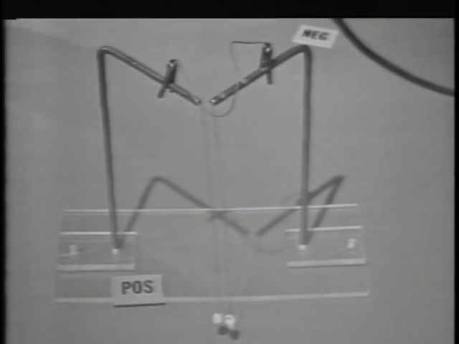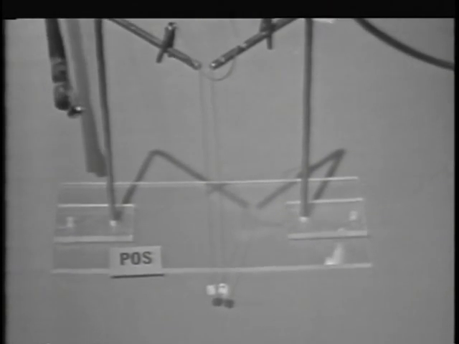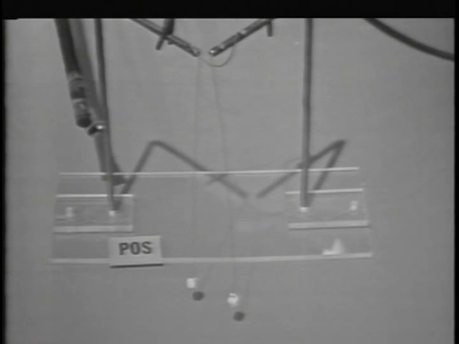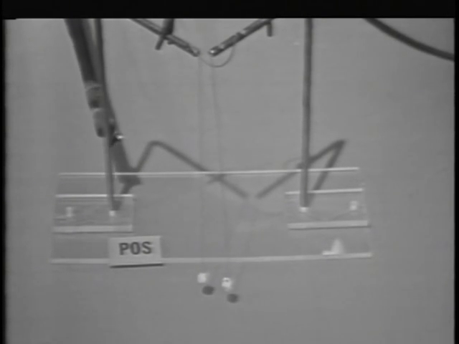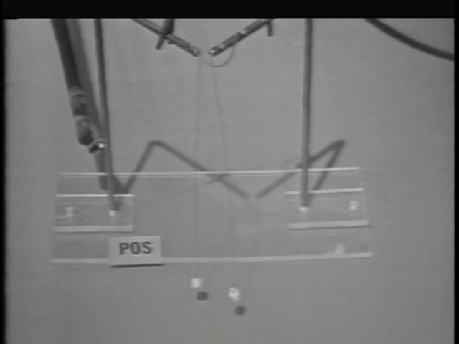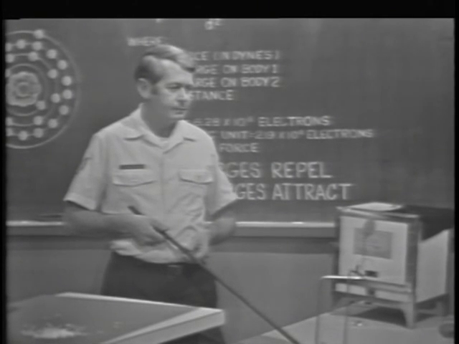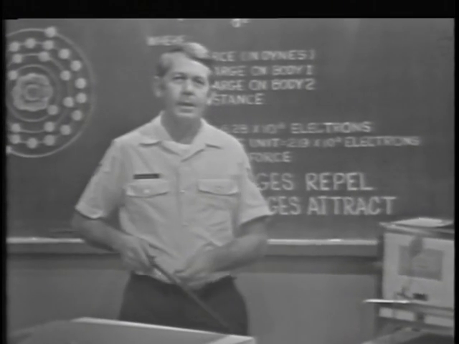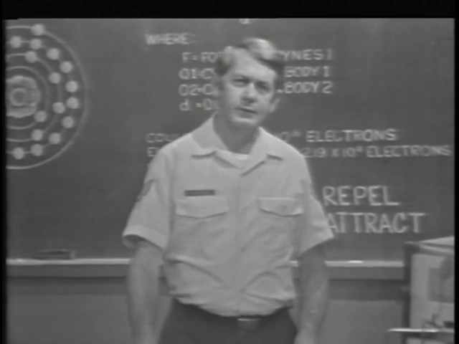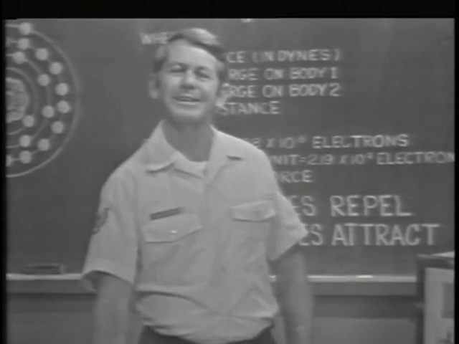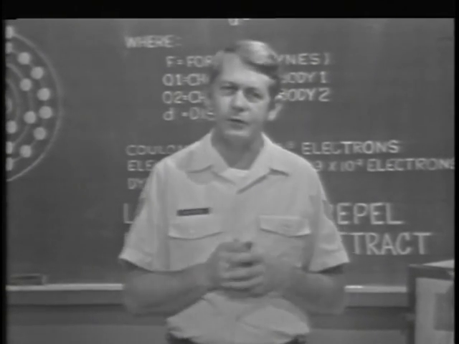Turn on the voltage. It's on. Now, applying like charges to the pith balls, notice that they repel. Then we can say that objects with like charges do repel. Okay, turn off the power supply. All right, the power's off. Now, in this demonstration, the attraction and repulsion occurred because an electrostatic field is developed between the charged bodies.